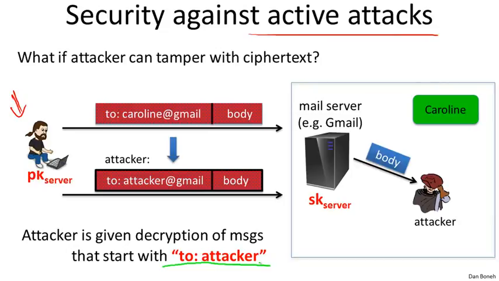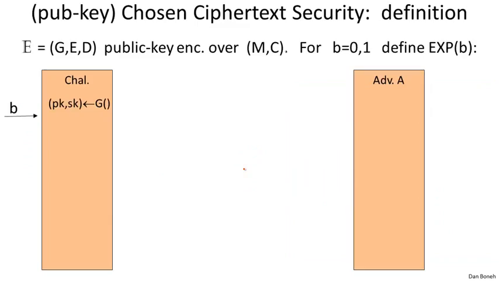And again, I want to emphasize that here the attacker's goal was to get the message body. The attacker already knew that the email is intended for Caroline, and all he had to do was just change the intended recipient. So this tampering attack motivates the definition of chosen ciphertext security, and in fact this is the standard notion of security for public key encryption.